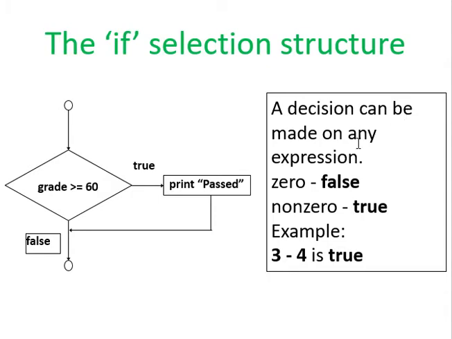Similarly, a decision can be made on any expression, where 0 means false and non-zero means true. For example, 3 minus 4 is true. This is the example we use here, and it is also represented in the flowchart.